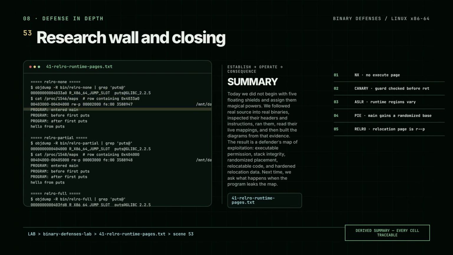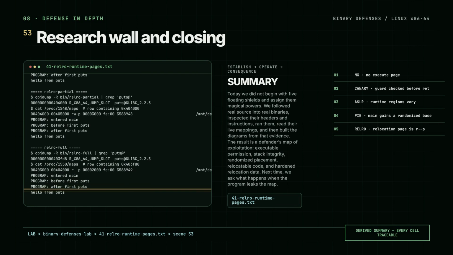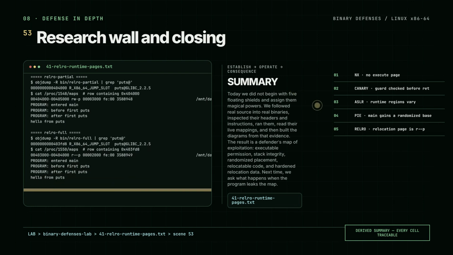Today we did not begin with five floating shields and assign them magical powers. We followed real source into real binaries, inspected their headers and instructions, ran them, read their live mappings, and then built the diagrams from that evidence. The result is a defender's map of exploitation, executable permission, stack integrity, randomized placement, relocatable code, and hardened relocations. Next time, we ask what happens when the program leaks the map.